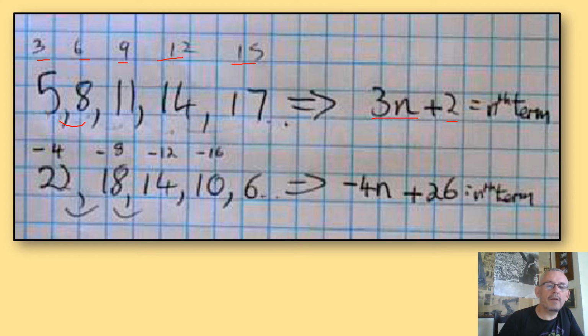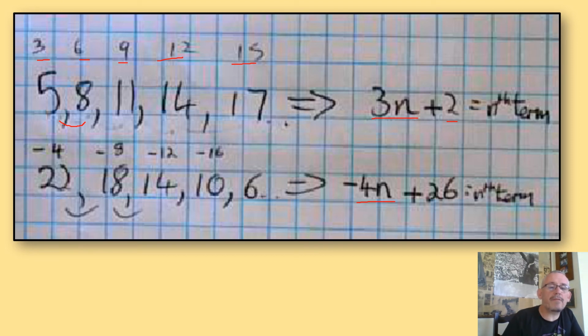This one here is going down in 4s. So, or going up in the negative 4 times table. Minus 4, minus 8, minus 12, minus 16. Negative 4 table, negative 4n.